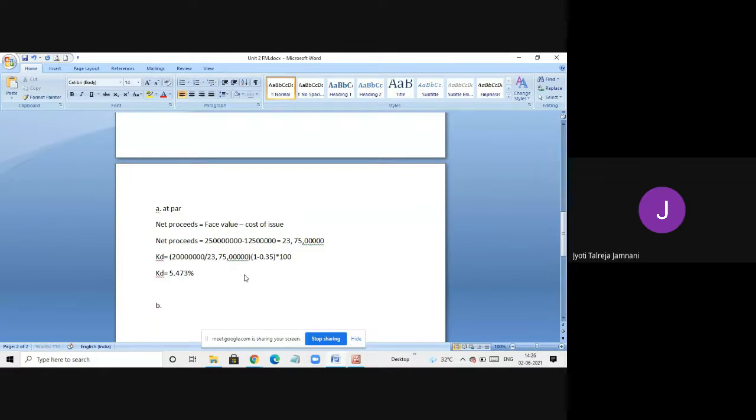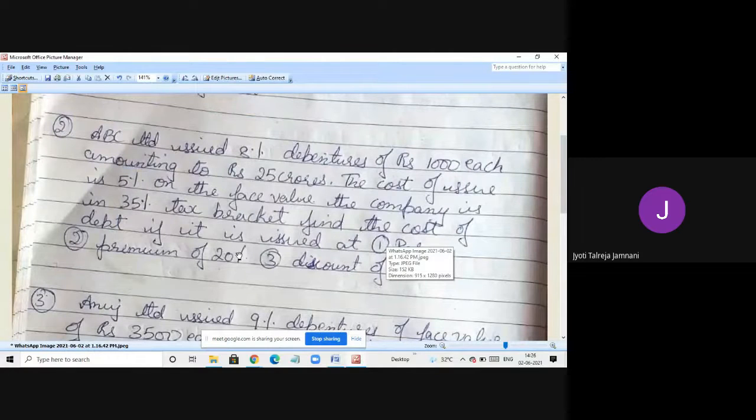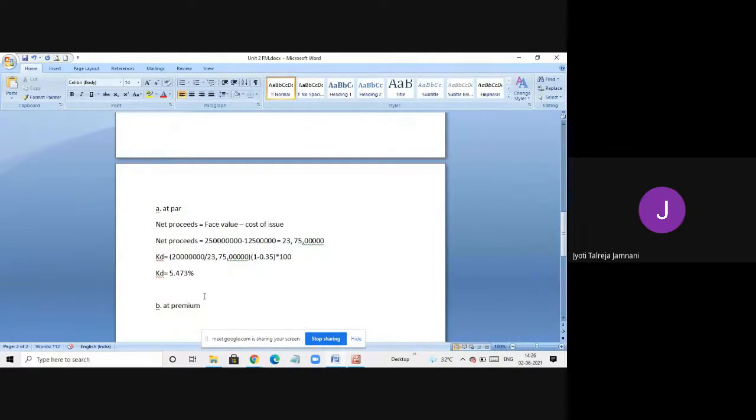Now we'll do the second part at premium. They've said at a premium of 20%. So premium of 20%. Now the interest and cost of issue will remain same. What will only change is the net proceeds. So here net proceeds will be equal to face value plus premium, because they have given the premium now, minus cost of issue.